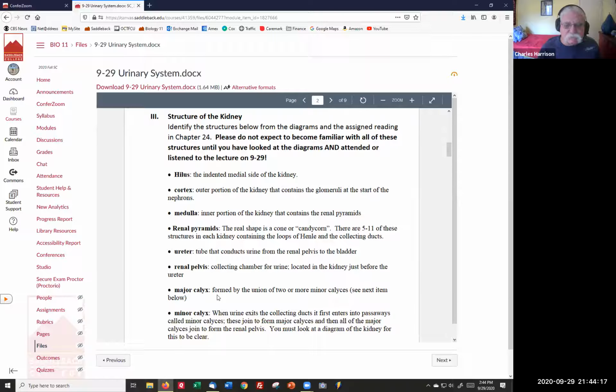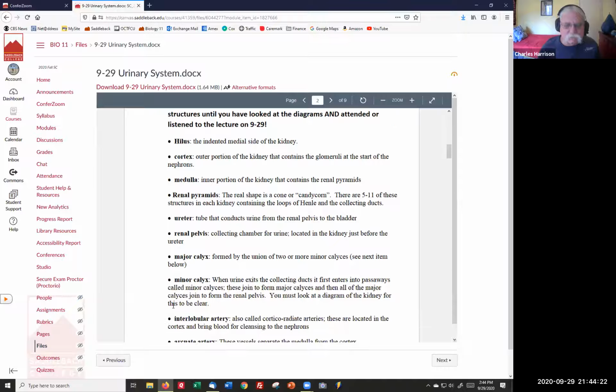A major calyx is formed when you have 2 or more minor calyces. The minor calyx is the first thing urine enters into in that central cavernous area. It's the very first thing coming from the renal pyramid.